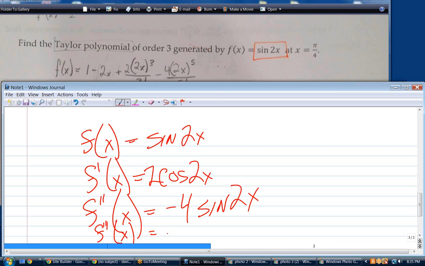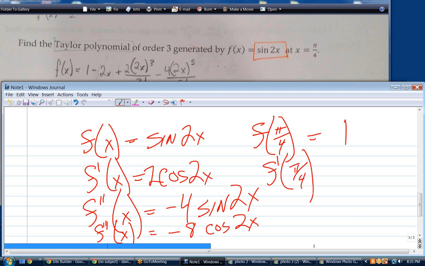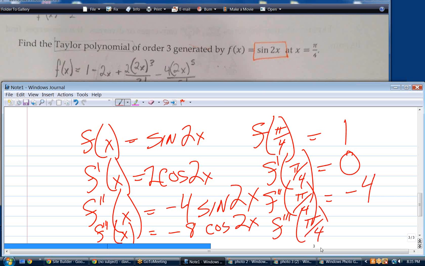All right, I'll go ahead and list the third one because I'm still a little unclear. So there's the first 3 derivatives. Now we have to evaluate those at pi over 4. Well, the sine of pi over 2 is 1. F prime of pi over 4, the cosine of pi over 2 is 0. F double prime is minus 4. And F triple prime has got to be 0 also.